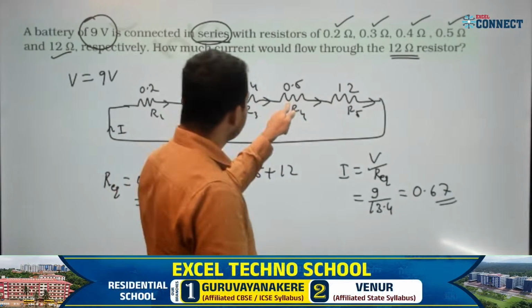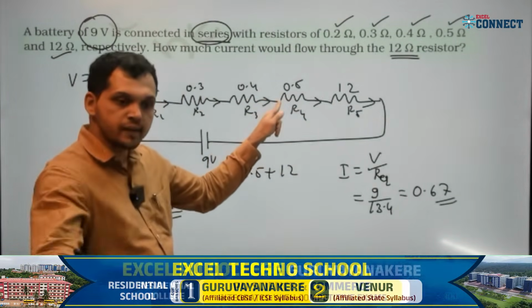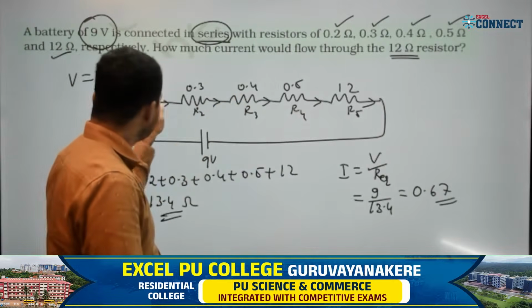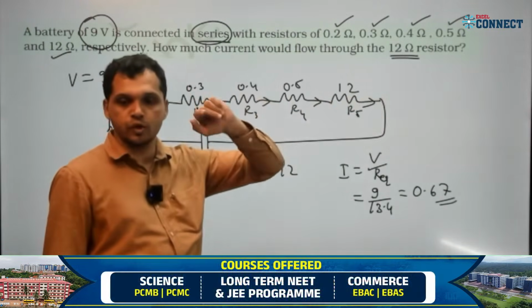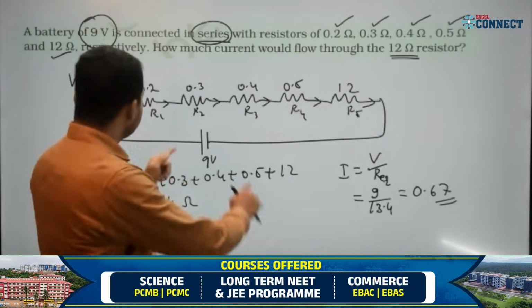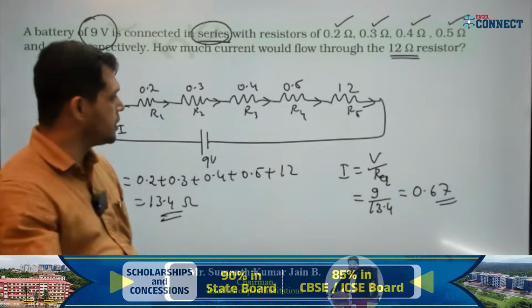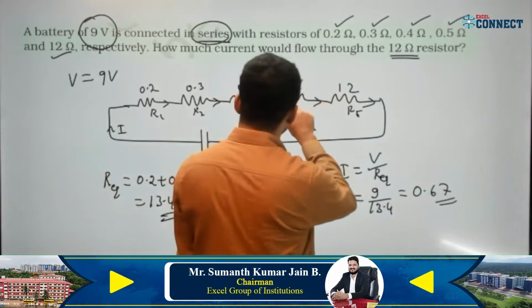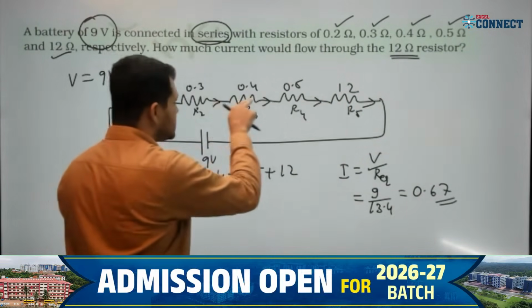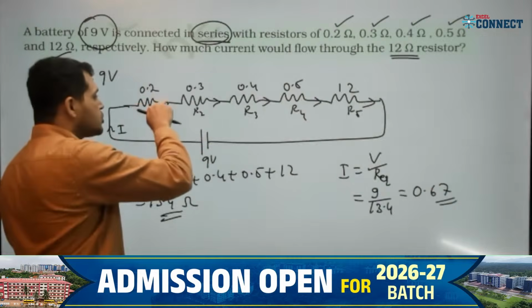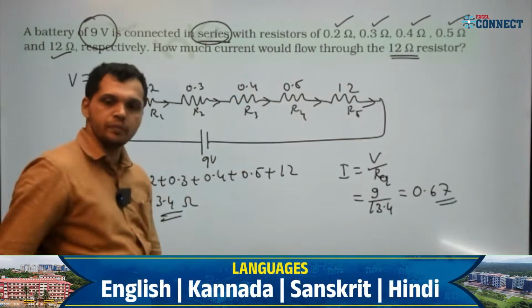But what is the current through the 0.5 ohm resistor? Same. Current through each and every resistor in this circuit is the same because they are in a series combination. They simply asked for the 12 ohm. Whatever the value of the resistor given, current through each resistor in series combination is the same.